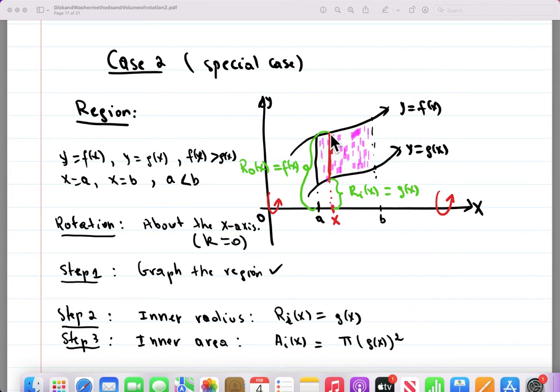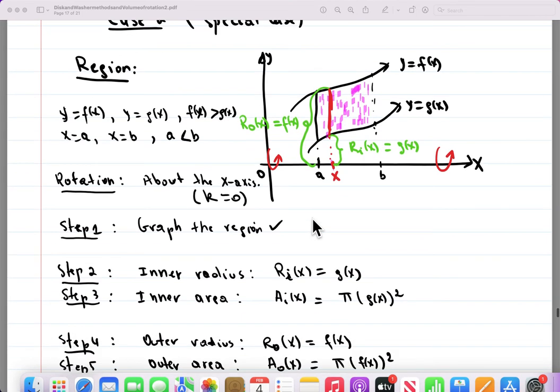The outer radius, you go to the top end point of the cross-sectional line minus the point that is on the line of rotation. So this point is y equals f of x, and we know the line of rotation is y equals 0. So the radius is going to be f of x minus 0, which just gives us f of x for the outer radius.